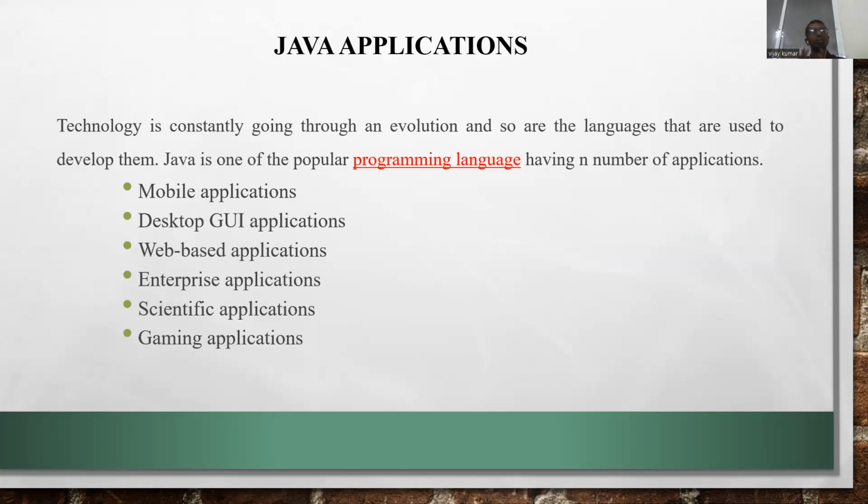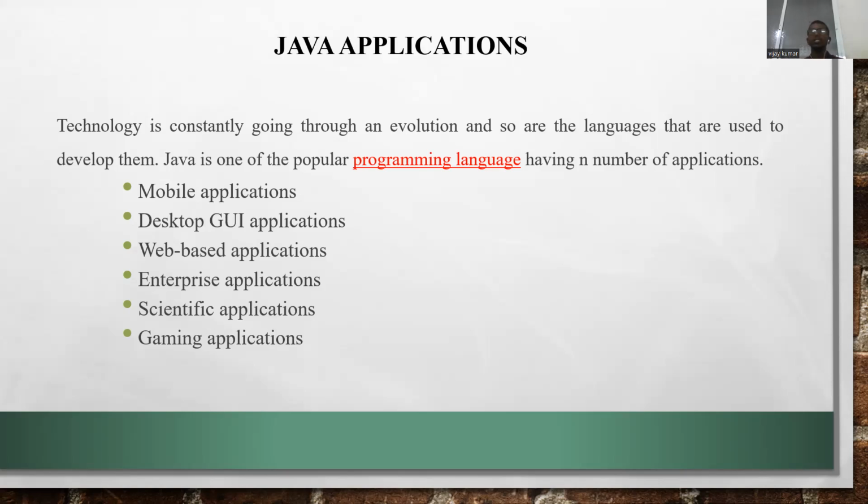For mobile applications, let me give an example: Twitter. Twitter is written in Java. For desktop applications, let's say a simple thing like a calculator. These are all written in Java. And then web-based applications: whatever we create to make dynamic applications is a web-based application. And then enterprise applications.